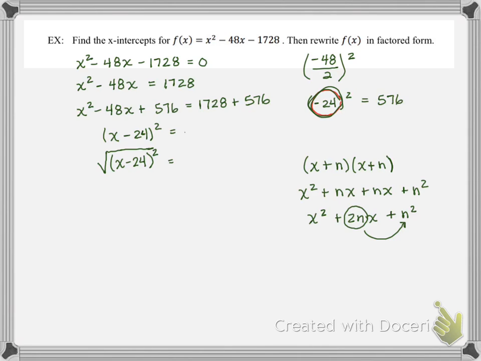Now this is what I want it to be, 2,304, and its square root is 48. So x minus 24 equals plus or minus the square root of 2304.